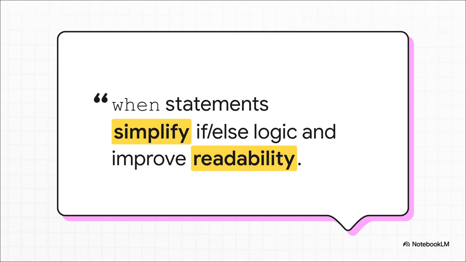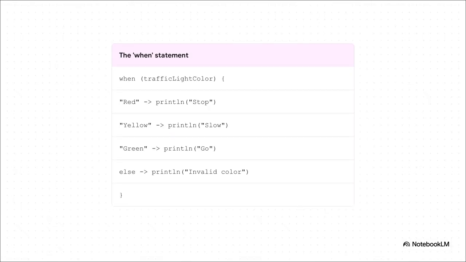It takes these concepts we already know and just makes them better. It gives us a cleaner, more elegant way of doing things. Check this out. This is Kotlin's when statement. Instead of a long chain of ifs and elses, you just say, when the traffic light color is, and then you just list out the possibilities. When it's red, do this. When it's yellow, do that. It's doing the exact same job as that messy if-else block, but look how much cleaner and easier it is to understand at a glance. This is a real game changer for readability.